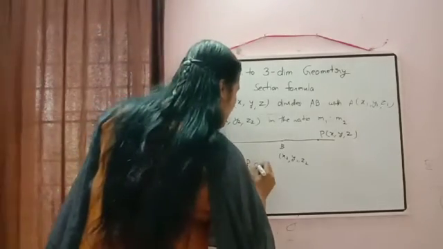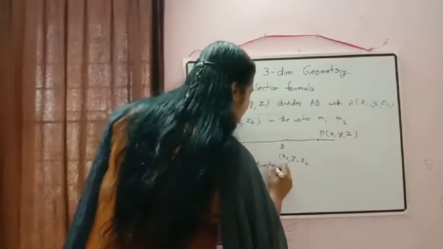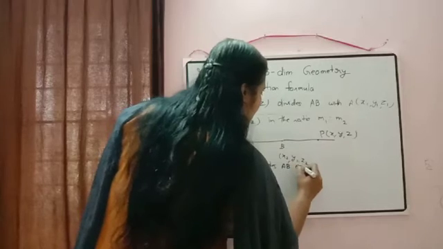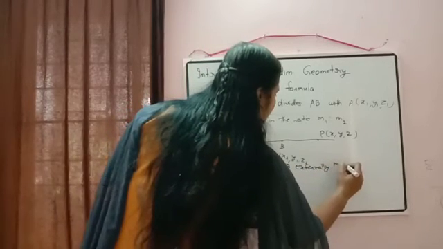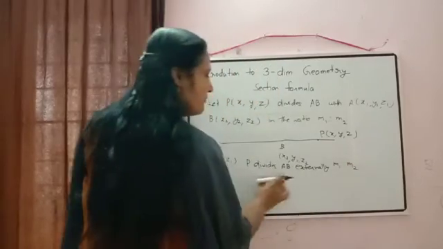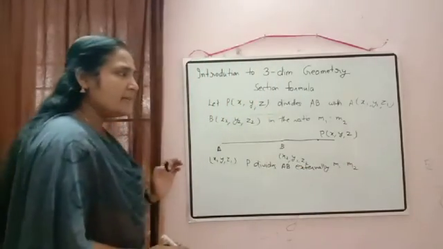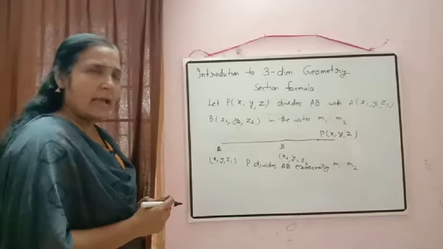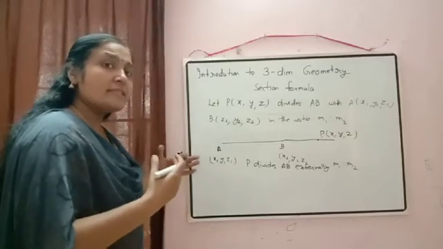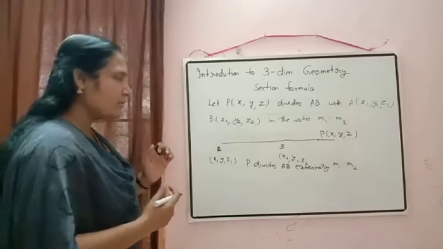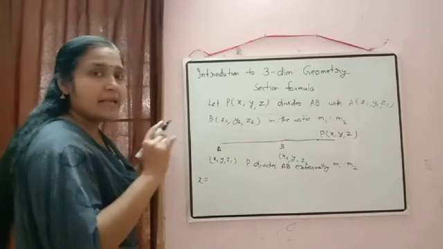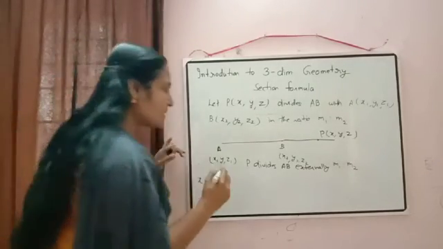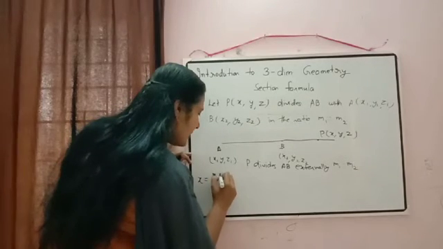Okay. So in this case we are saying P divides the line segment AB externally, again in the ratio M1 is to M2. So what change will come in the formula, that we can check there. According to the formula, now in place of the positive sign, a negative sign will come. Rest everything will be the same.